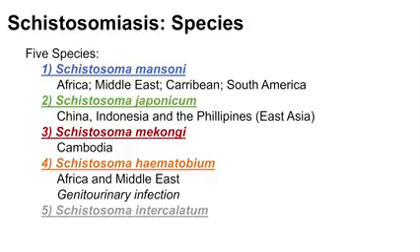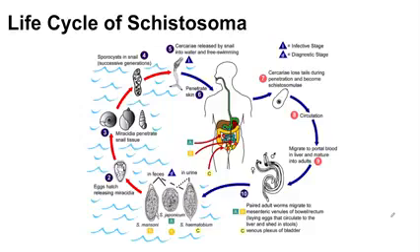And the last one is Schistosoma intercalatum, which is found in the Congo, Gabon, and Cameroon. So here is a diagram from the CDC on the life cycle of Schistosoma.